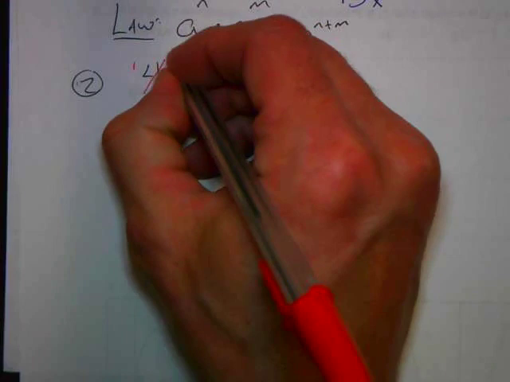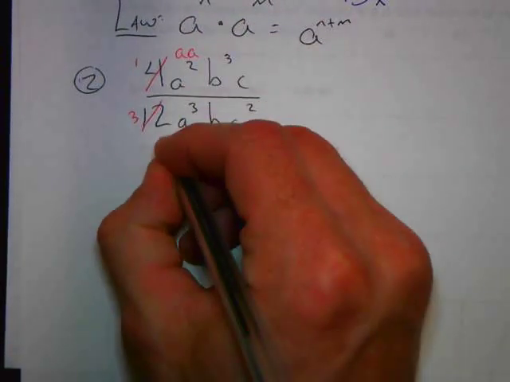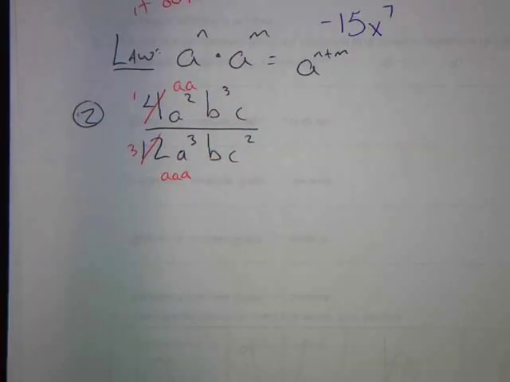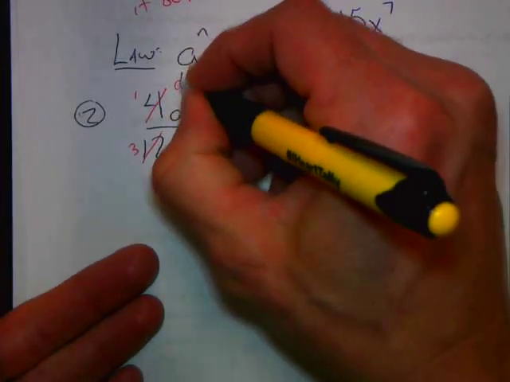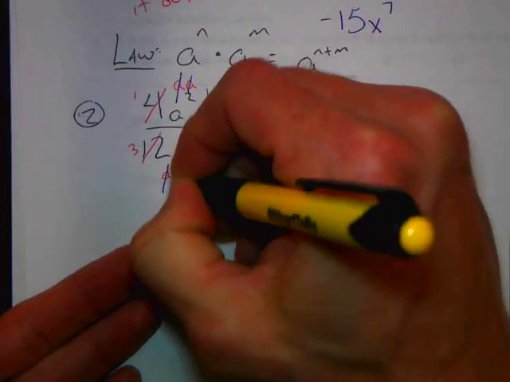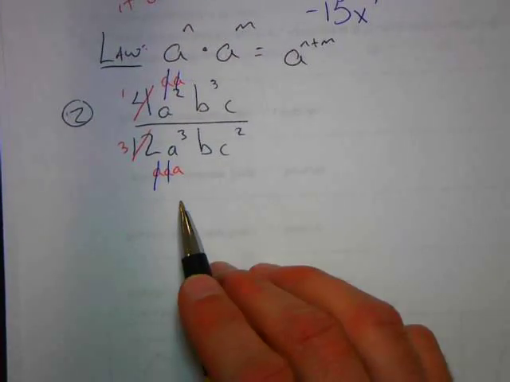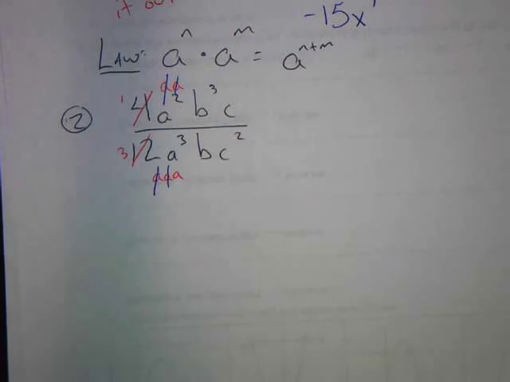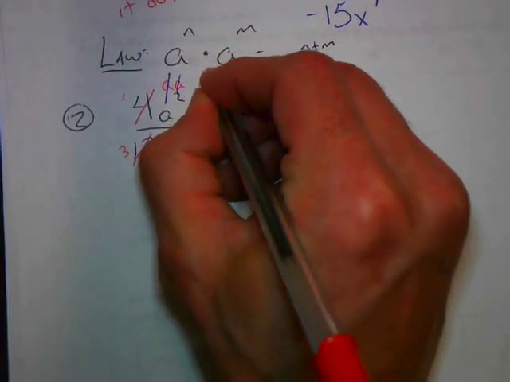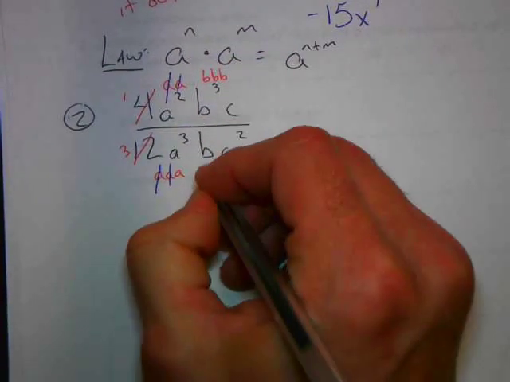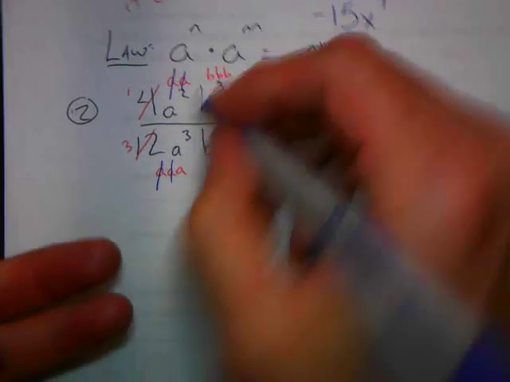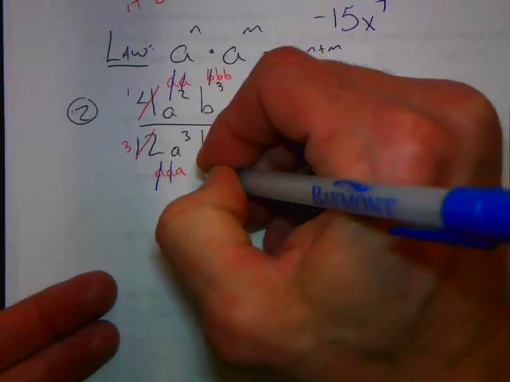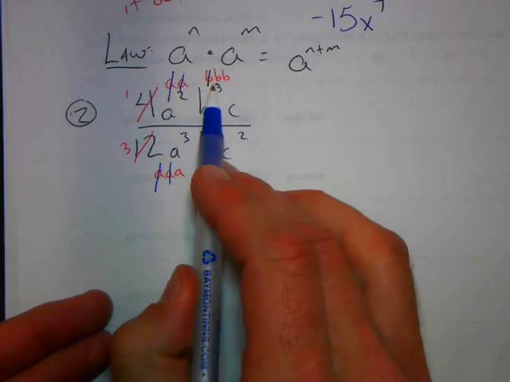What's a squared? It's a times a. What's a to the third power? A times a times a. Do you see a big 1? Hopefully you see a couple of them. A on top, a on the bottom, a on top, a on the bottom. What's left? A on the bottom. And we can do the same thing with the b's. We have b to the third power, and then b on top, b on the bottom, the big 1. And what's left? Two b's on top.